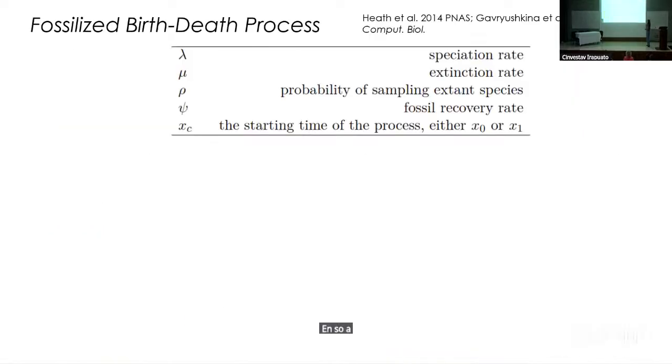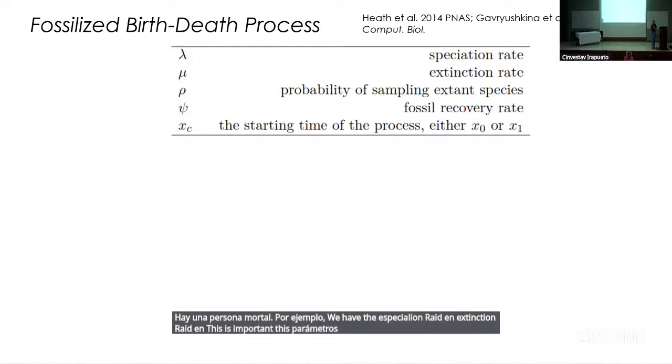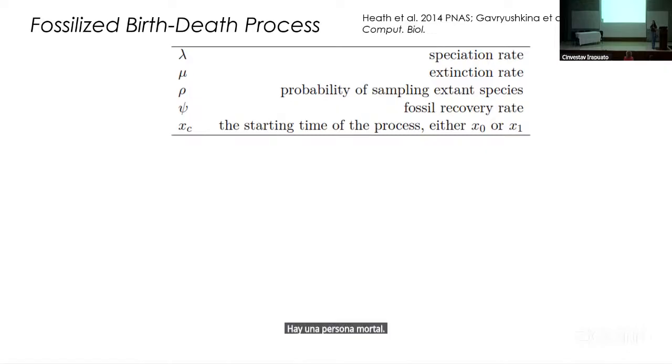I used this model called the fossilized birth-death process to integrate the phylogeny of extant species and the fossils into that phylogeny, okay? I'm going to present some of the parameters of this model. For example, we have the speciation rate and extinction rate, and these parameters are important because a phylogenetic tree, if you remember, is a history of bifurcation events, and every bifurcation event is a representation of a speciation event, right? We can measure that, and also we can have, for example, the probability of sampling an extant species, but also the fossil recovery rate. Some fossils have less probability of being recovered, and that's also an important aspect of this model.